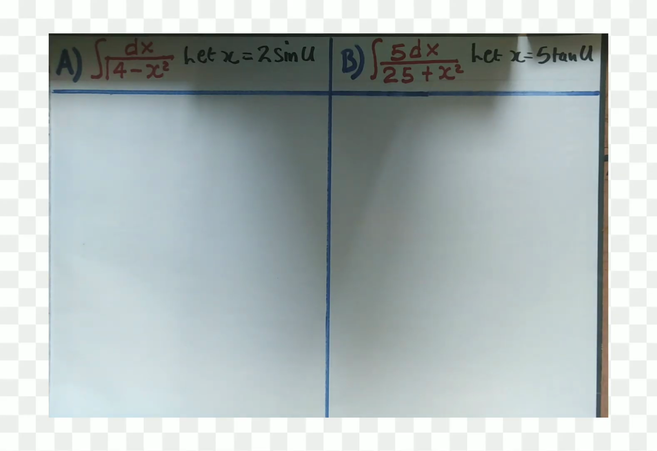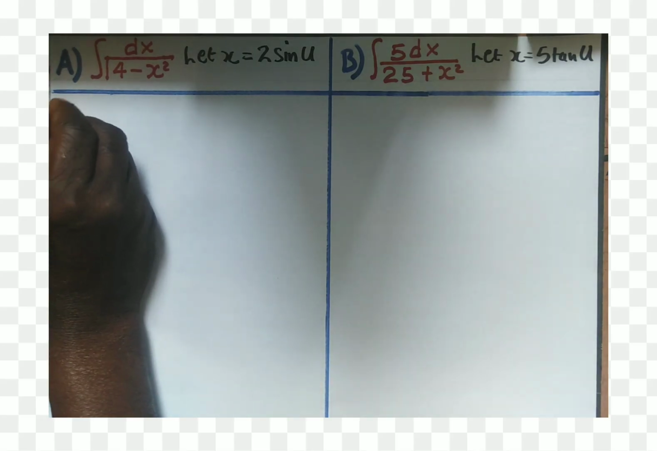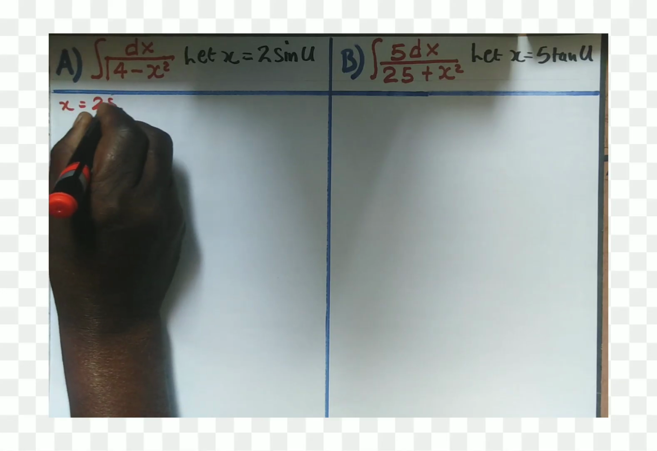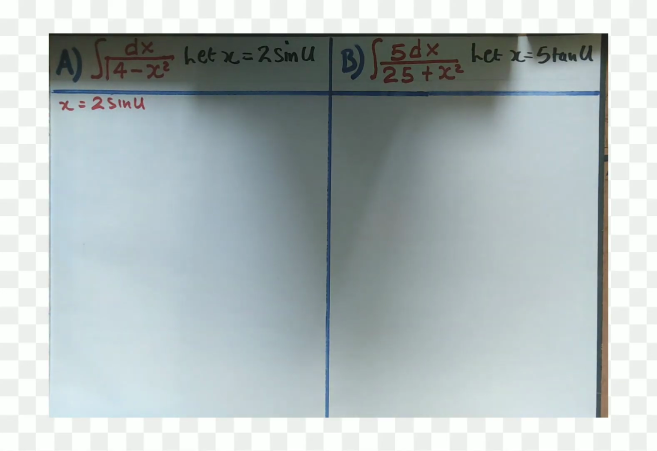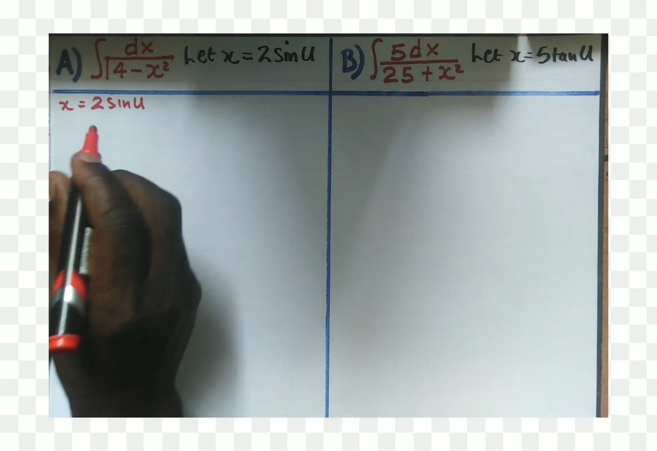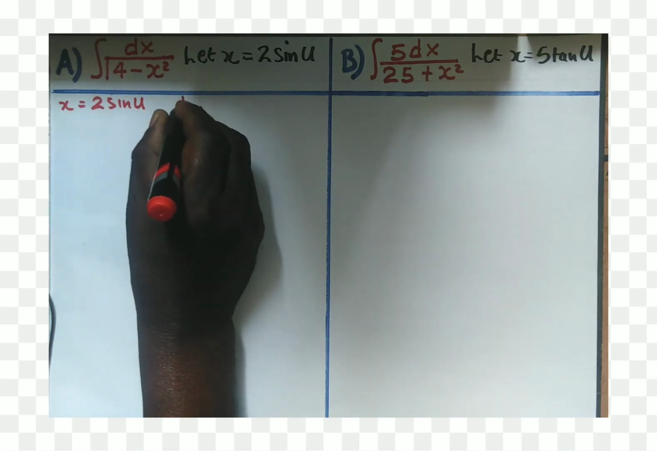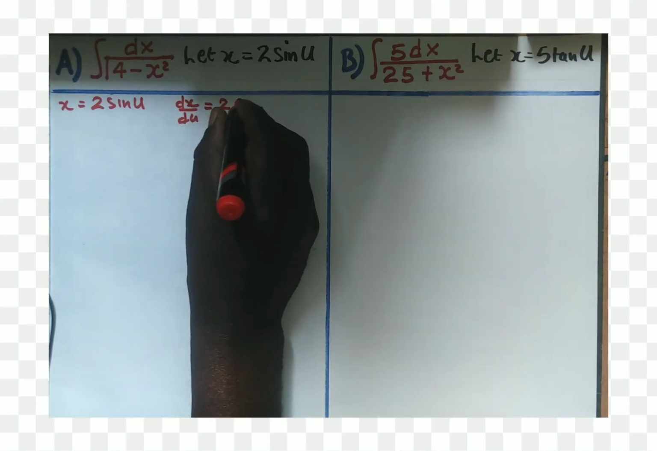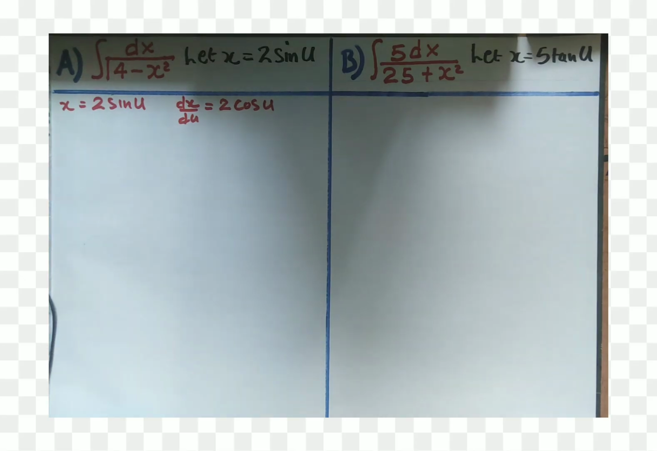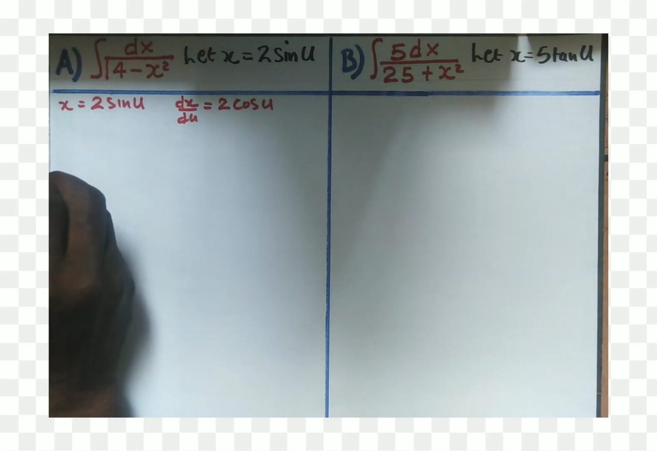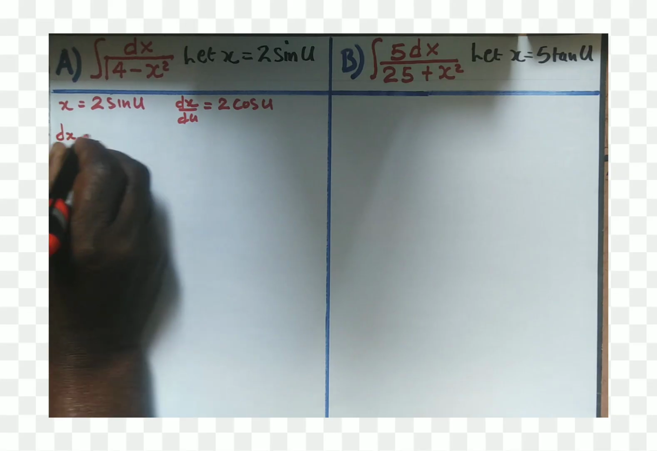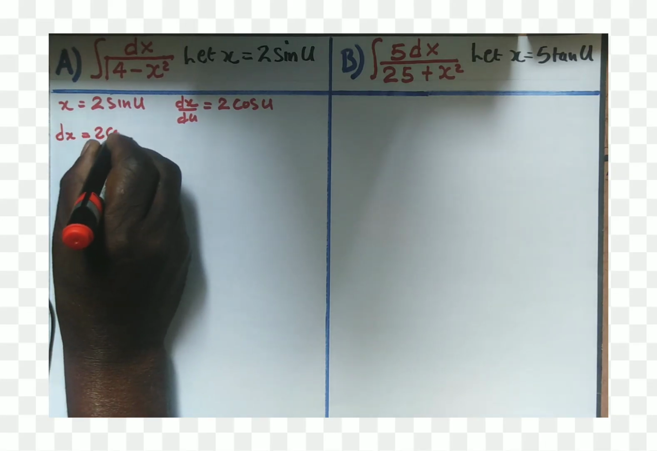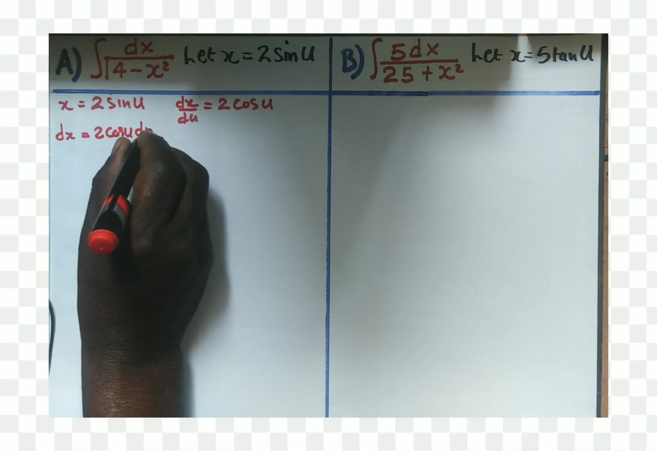Now, in part A, x is equal to 2 sine of u. Let's differentiate both sides with respect to u. So we get dx/du is equal to 2 cosine of u. This obviously means that our dx is equal to 2 cosine of u du.